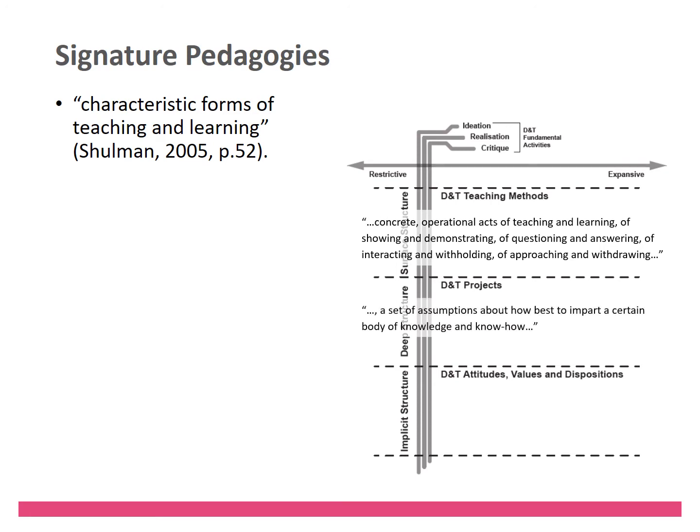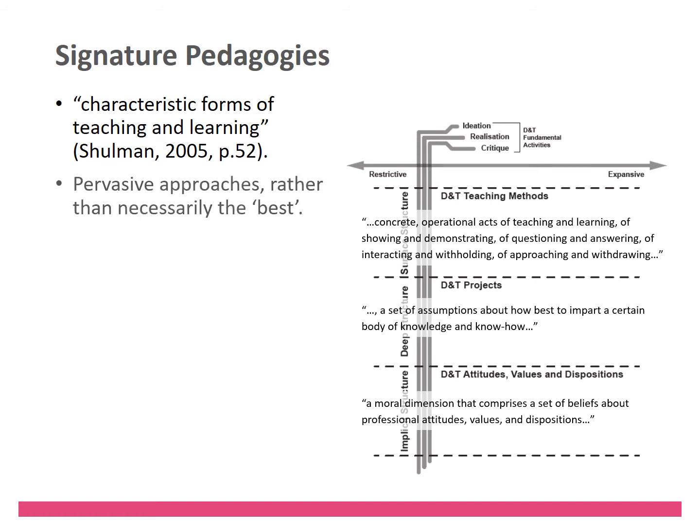And then the deep structure are those sets of assumptions about the best ways to impart a particular body of knowledge or know-how. And I would propose that in D&T, the general assumptions that we make about how the subject is taught, the way you see it taught most frequently in schools, is through D&T projects. And then the implicit structures, what sits below, is thinking about the moral dimensions and the beliefs about the professional attitudes, values and dispositions that signature pedagogies develop in learners. And on the next slide, I'm going to explore that a little bit further.